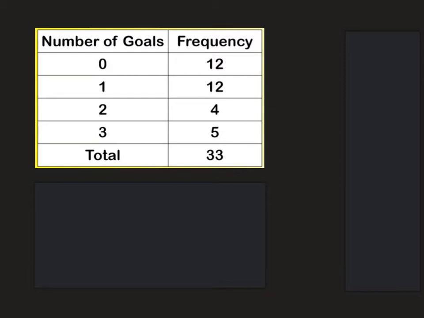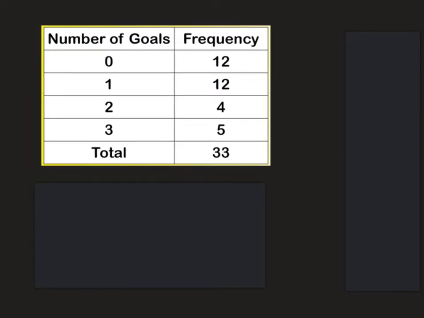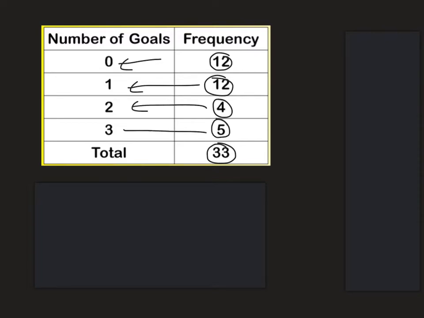There were 33 matches in total, and in 12 of the matches there were 0 goals scored. In 12 of the matches, 1 goal was scored. In 4 matches, 2 goals were scored. And in 5 matches, 3 goals were scored.